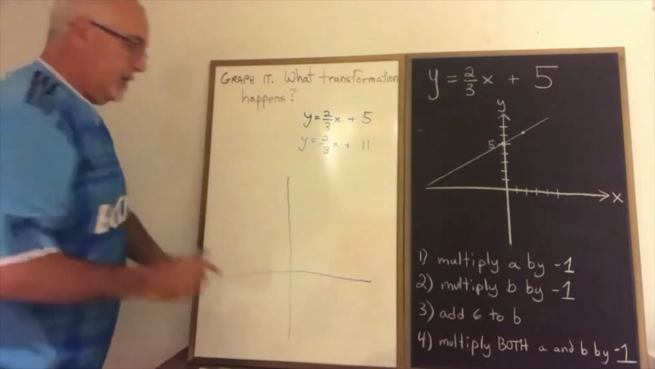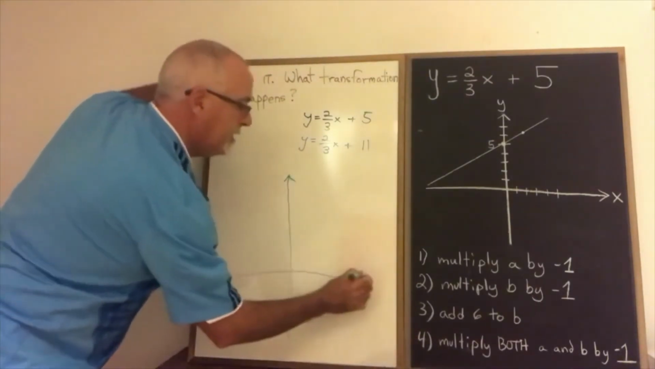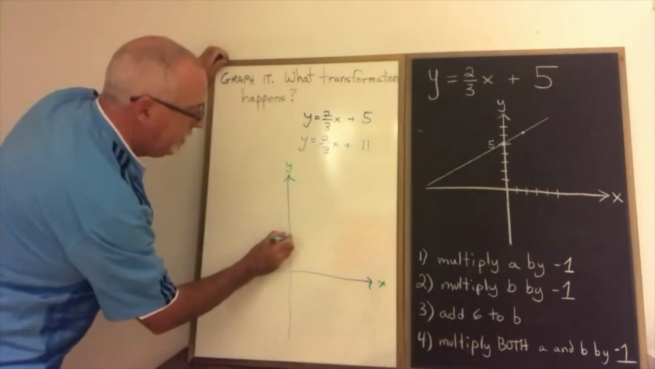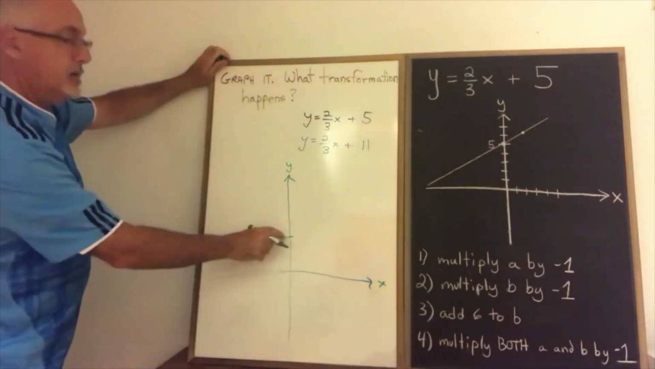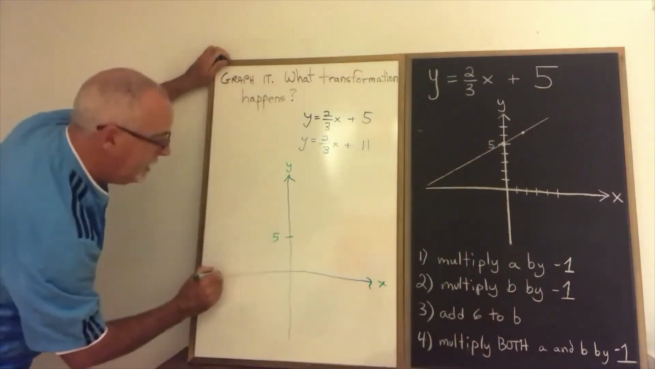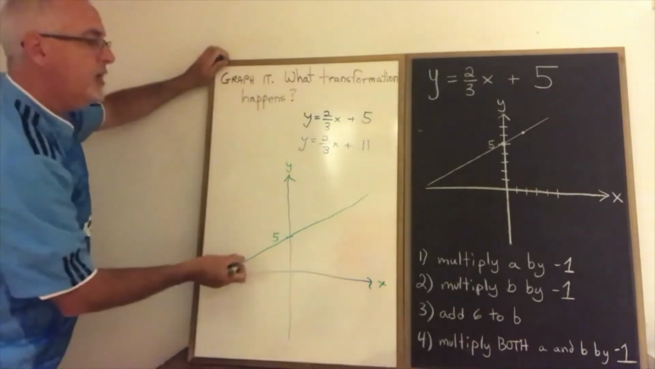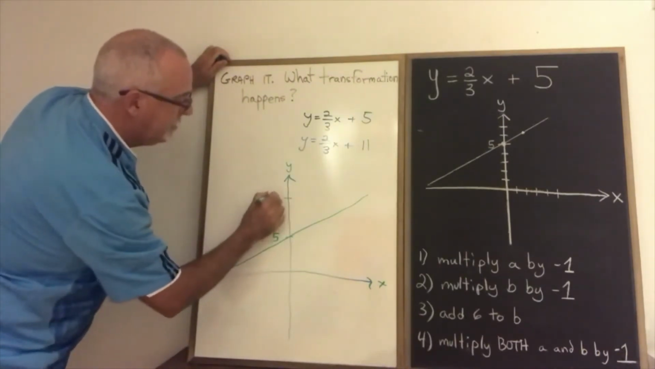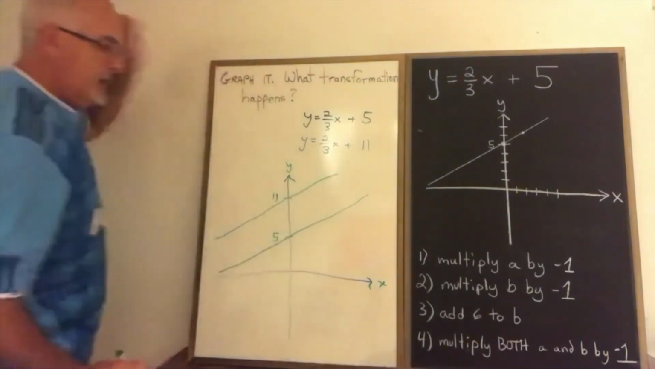This marker is running out of ink, so I'm going to switch to this other one. There's my x-axis, there's my y-axis. If the original one goes through the y-axis at 5, it looks something like this. But now we're having another one with the same slope that goes through the y-axis at 11. It's going to be tilted the same way because of the slope being the same.